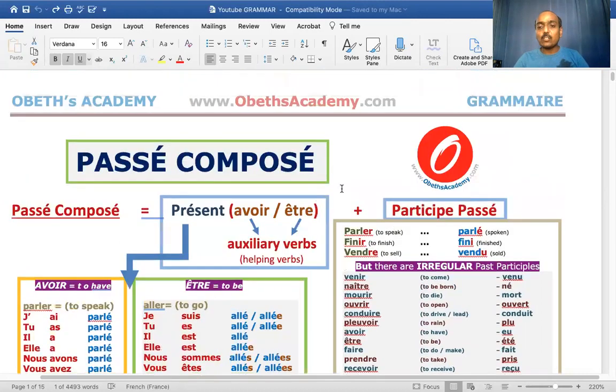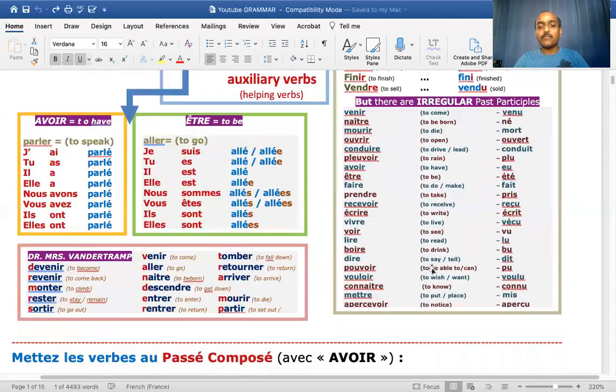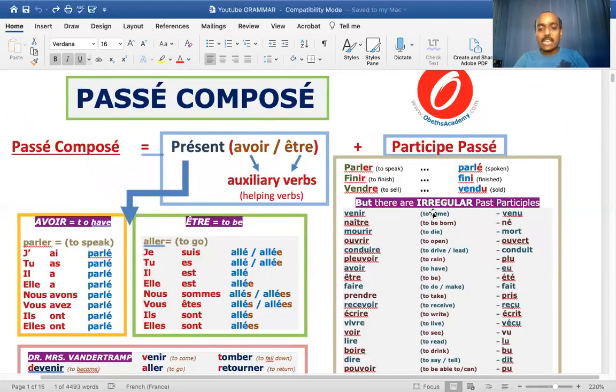And the general rule to get the past participle: if a verb ends with er, remove er and put é acute. If the verb ends with ir, remove ir and put i. If the verb ends with re, remove re and put u. But for certain verbs, we need to learn by heart the irregular past participle spellings.